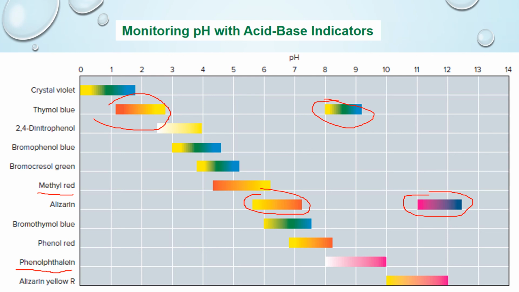Now let's think about how we can pick, or what we should base on when we pick, the pH indicator. You should think about the endpoint. What's the pH of the endpoint? You want the color change pH to be close to that endpoint pH.